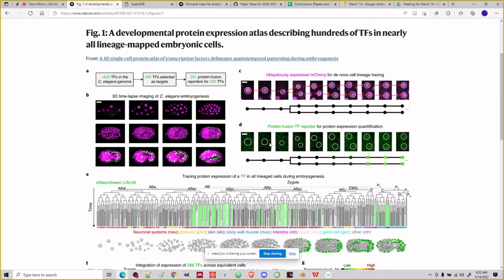And then this is their protein fusion reporter for protein expression quantification. So they're actually using two different types of markers here. They're using this cherry red for tracing the lineage, and they're using this green for actually getting the level of protein expression that they're interested in. So in this case, they're tracking the cells, and then you start to see these green spots, and that's where you're getting the protein of interest coming up. All you have to do in the experimental setup is switch between the cherry filter and the green filter, and you can get both sets of images in the same sample.